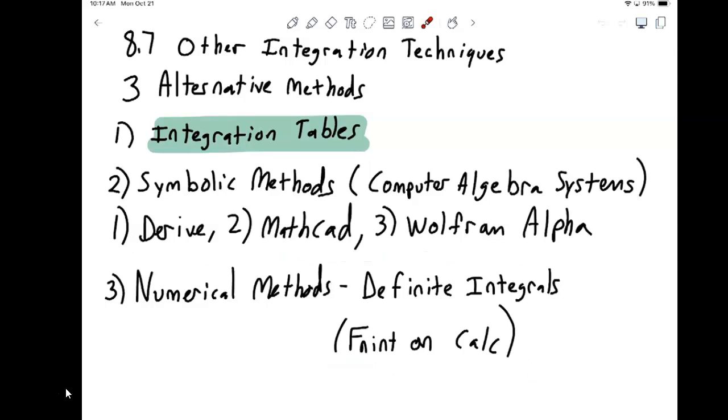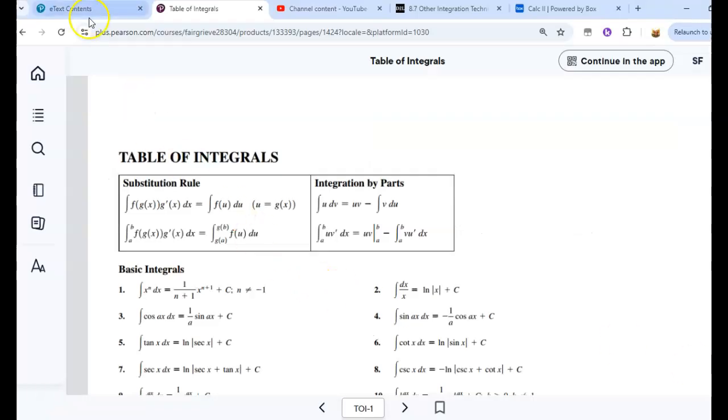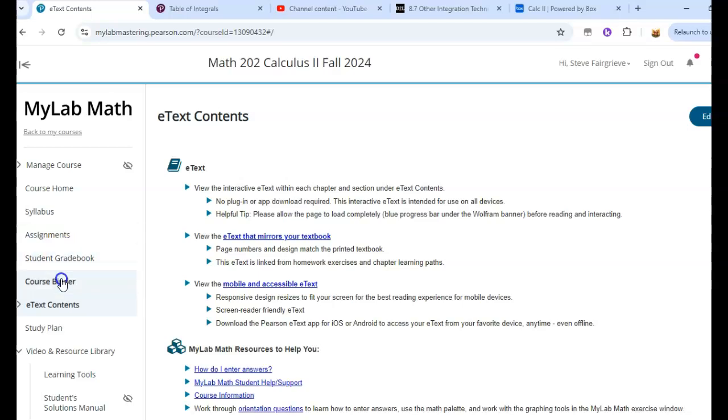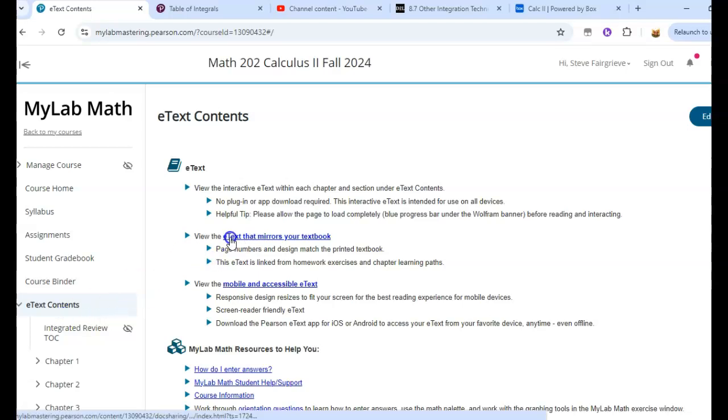To get to the integration tables, what you want to do is you go into your Pearson website. It was actually a little hard to find. So the way I finally got to it was by clicking the eText. Of course, that expands the list. And then I click the link here that says view the eText that mirrors your textbook.